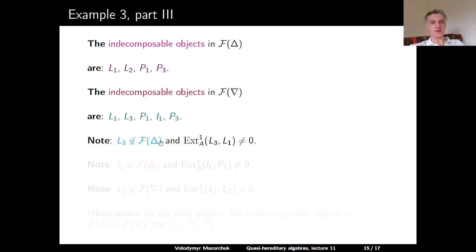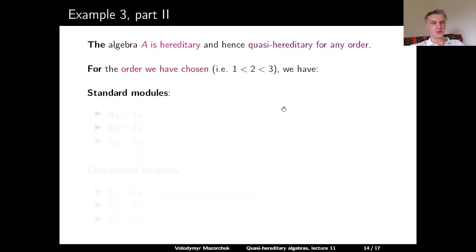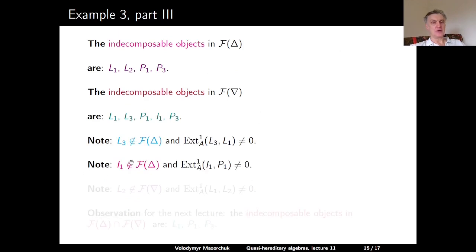Note that L3 is not in F delta, and one can check that the first Ext from L3 to L1 is non-zero. That's because we have an arrow from 3 to 1. And also I1 is not in F delta, and here one needs to compute that the first Ext from I1 to P1, P1 is in F nabla, is non-zero. And also L2 is not in F nabla because the first Ext from L1 to L2 is non-zero. There is an arrow from 1 to 2. So this is an explicit check that the category F delta is exactly the category of all modules for which the first Ext into F nabla vanishes, and vice versa.